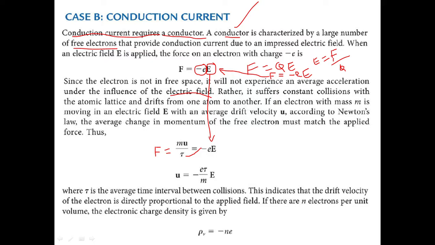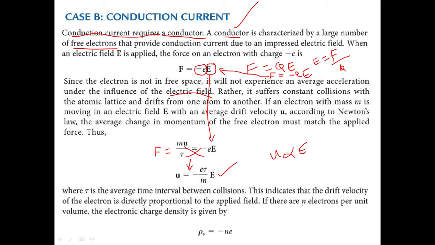So tau will go up and m will come down, cross multiply this one. So we get this equation for u, that is velocity. So u is given by minus E into tau divided by m into electric field intensity E, right? Where tau is the average time interval between the collisions. This indicates that the drift velocity of the electron is directly proportional to the applied field, right? Here you can see that drift velocity, that is u, is directly proportional to the applied field, that is E, electric field intensity.